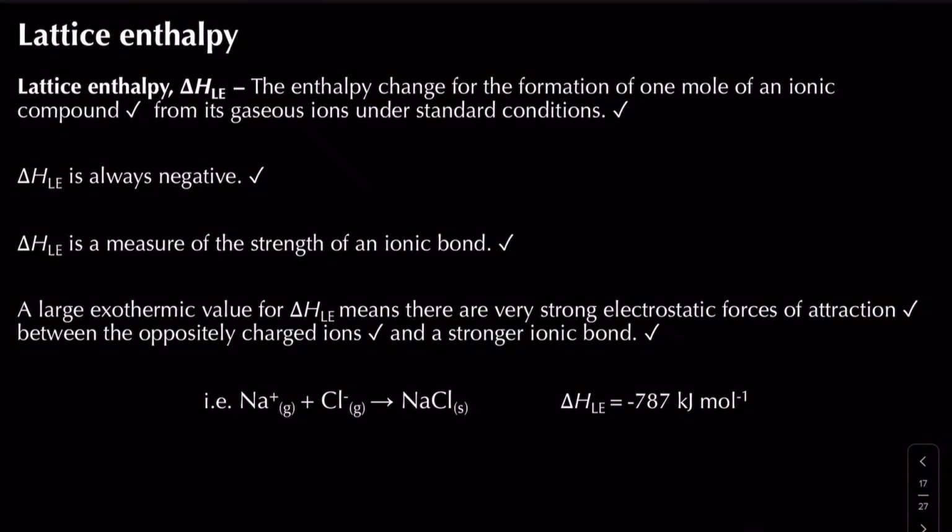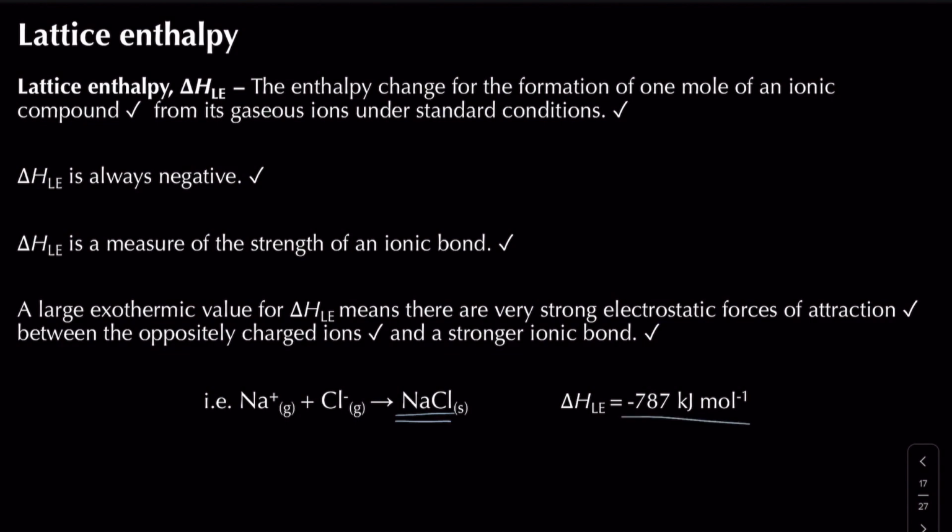So in this video, we're going to be looking at lattice enthalpy as well as the factors that affect it. Now, lattice enthalpy is the enthalpy change for the formation of 1 mole of an ionic compound from its gaseous ions under standard conditions. And you can see I've got here an example for the lattice enthalpy of sodium chloride, which has a value of minus 787 kilojoules per mole.